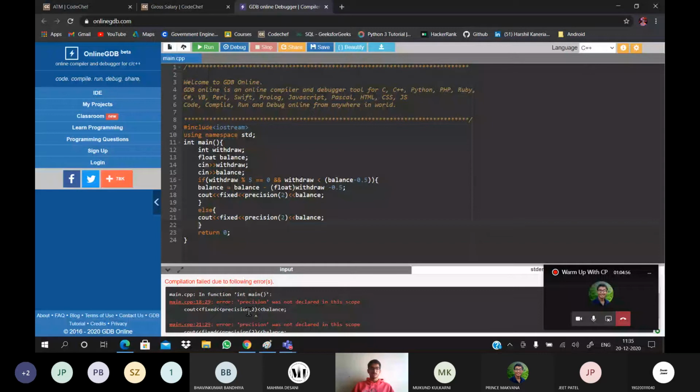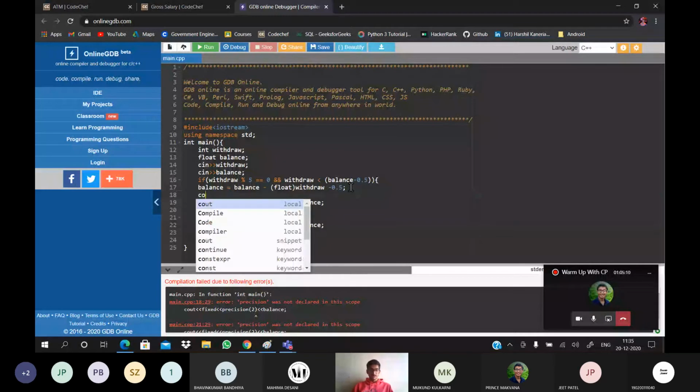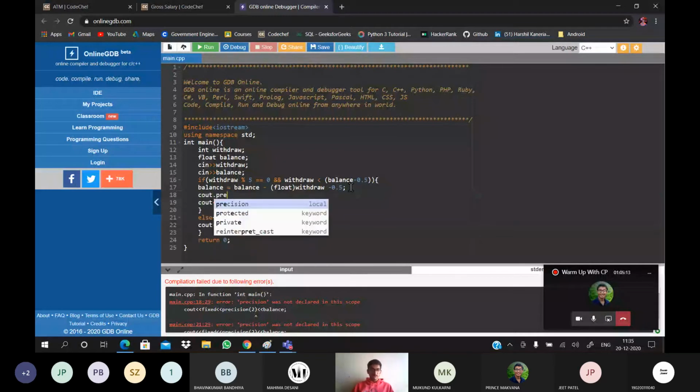Okay, so let me just write cout dot precision of 2 here, and let me remove it. I hope it will understand this. Now it is running successfully.